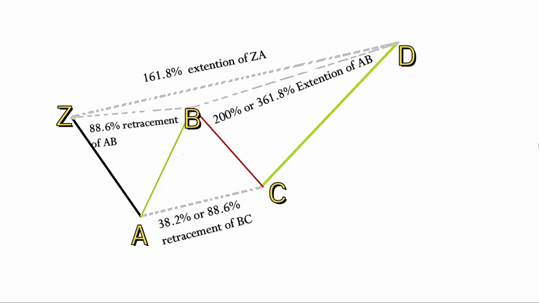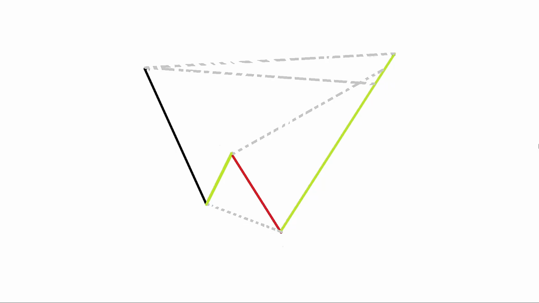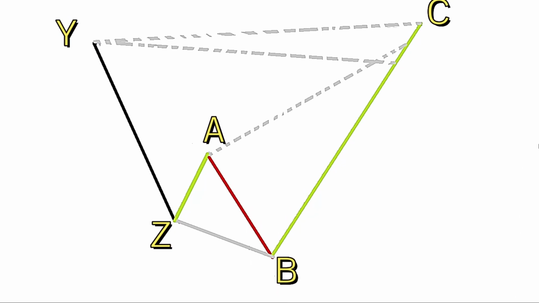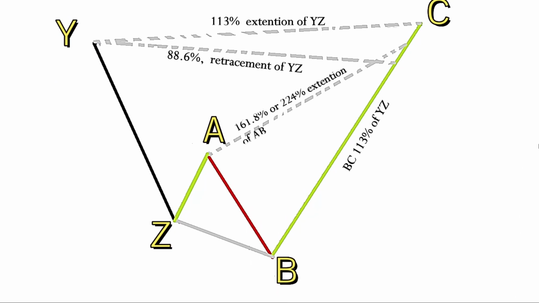Last in the animal kingdom, the shark pattern. Also discovered by Scott Carney, the shark pattern has some similarities with a crab. It's a 5-leg reversal pattern. Points ABC are also here, and we have additions of Z and Y. A shark pattern must fulfill the following golden ratio rules.